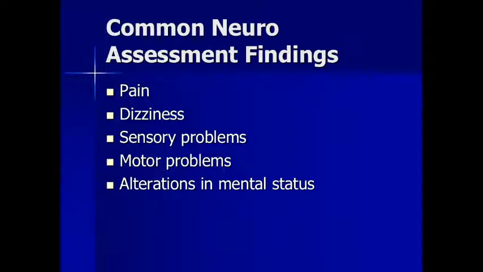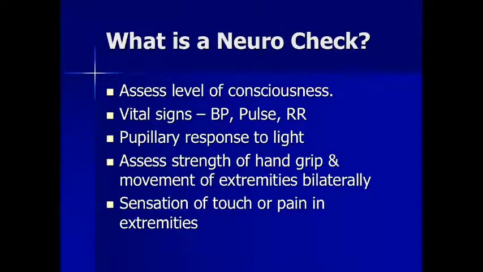And besides that, they have motor problems, weakness, problems with coordination, meaning balance, gait, clumsiness. A lot of times we'll see involuntary movements, tremors, or tics, you might say. And finally, another common neuroassessment finding is alterations in mental status or loss of consciousness.